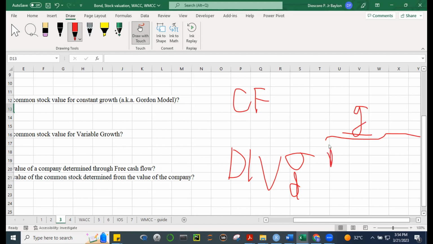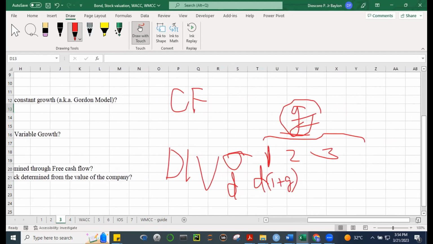So what will be our dividend? This is year 0, year 1, year 2, year 3. What will be our dividend at year 1, class? It will be D times 1 plus G, right? Because our dividend will grow by G. So this is what we call constant growth for our dividends. If our dividend at time 0 is D, next year it will be D times 1 plus G. Correct, class?